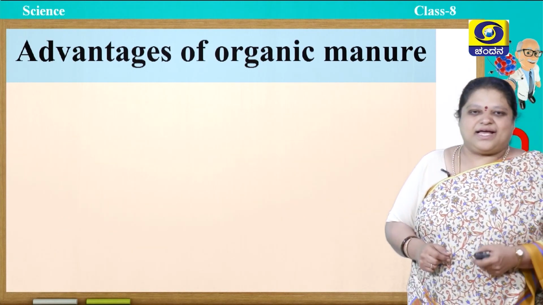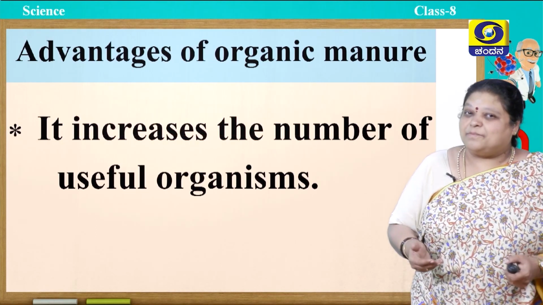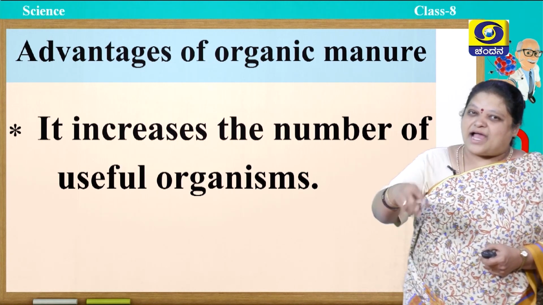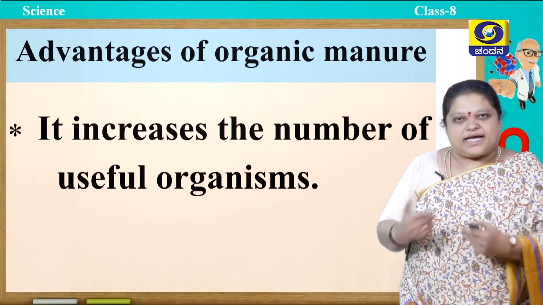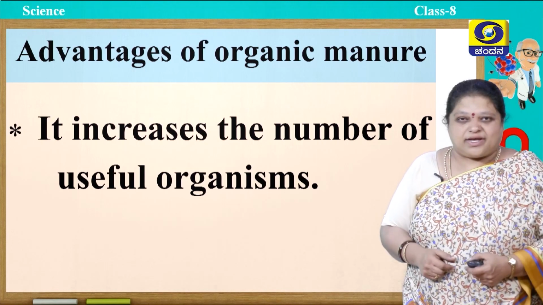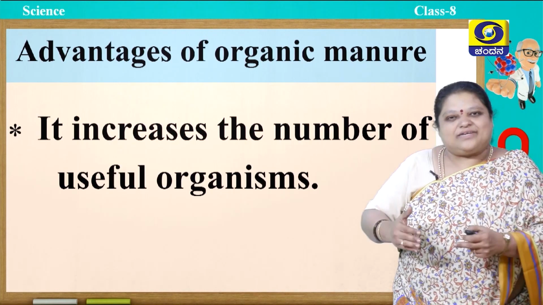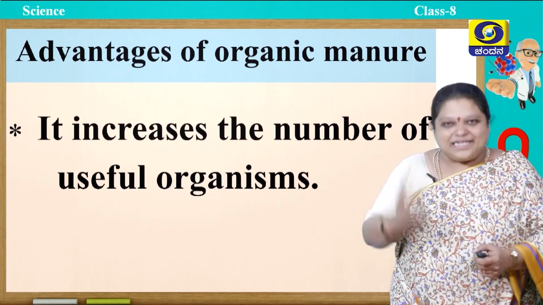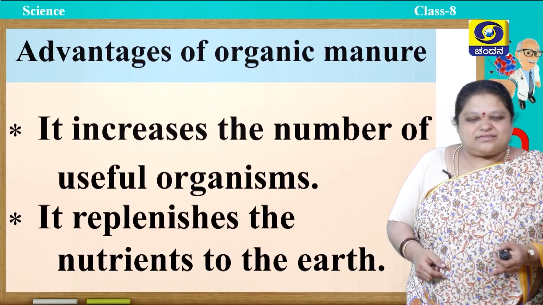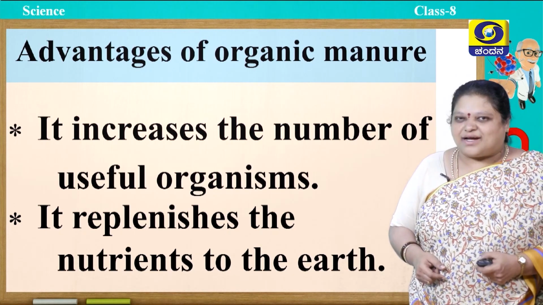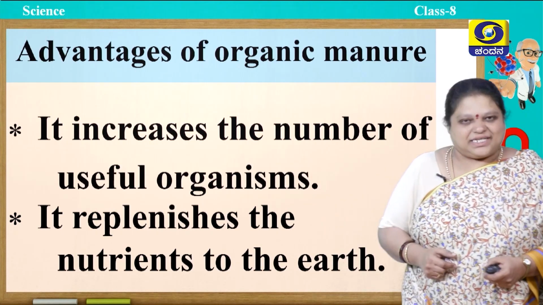Next, you also see it also increases the number of useful organisms. If you add chemical fertilizers, it kills many useful bacteria and also the organisms, earthworms, etc. present in the soil. Whereas, this organic manure will retain all those and help them to flourish and increase the quality of the soil. So it replenishes the nutrients to the soil. So, you understood by this that organic manures are far better than chemical fertilizers.